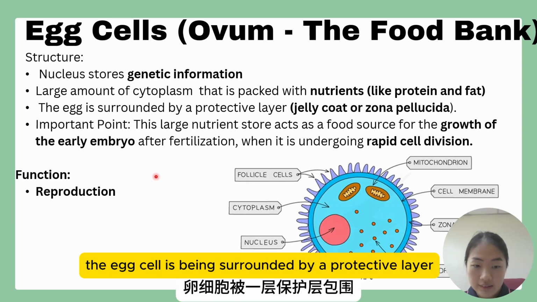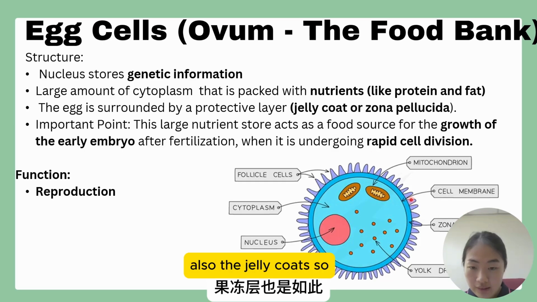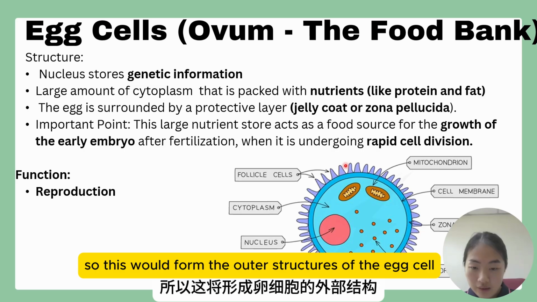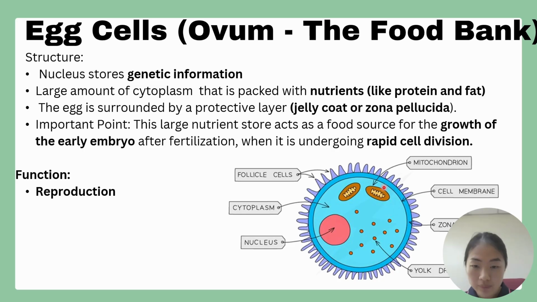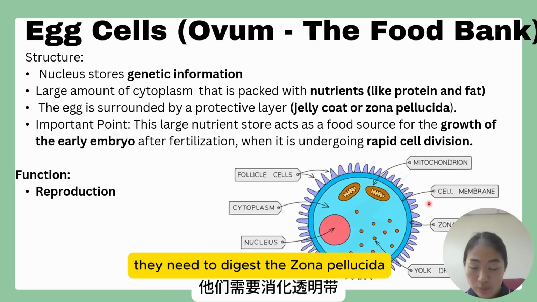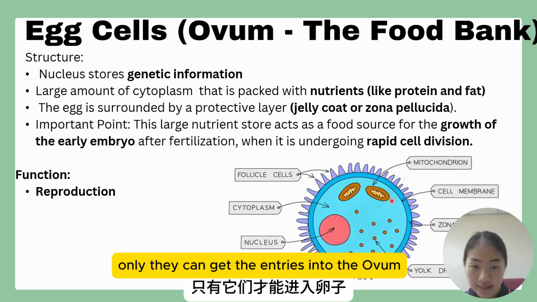And other than that, the egg cell is surrounded by a protective layer, which is called the zona pellucida, and also the jelly coat. This jelly coat is another name for the zona pellucida. So this forms the outer structure of the egg cell. Later, when the sperm needs to penetrate into the ovum, it needs to digest the zona pellucida, or the jelly coat. Only then can it get entry into the ovum.